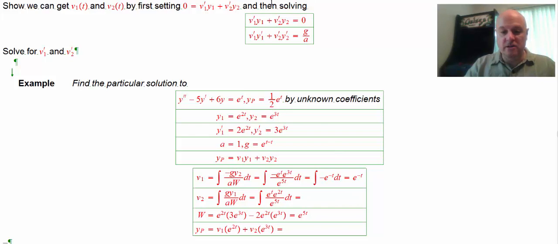Our second integration then for our v2. This will be e^3t on top divided by e^5t. So we're integrating e^(-2t), which integrates to be minus a half e^(-2t).